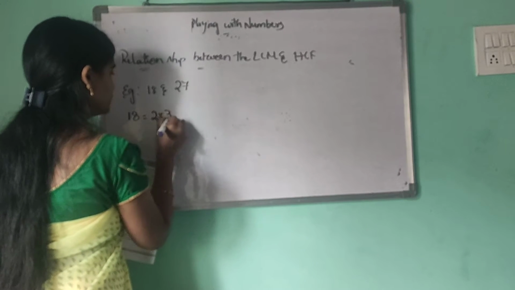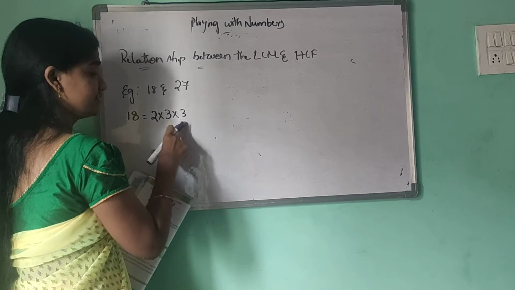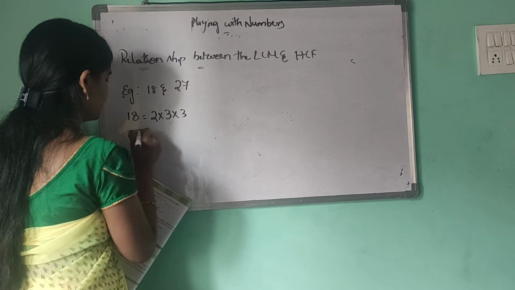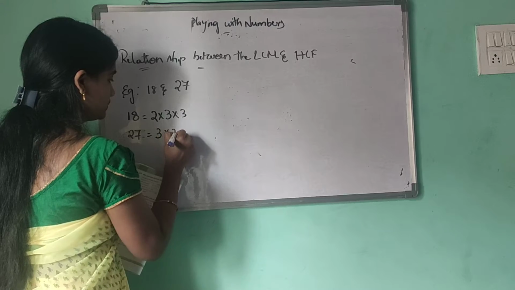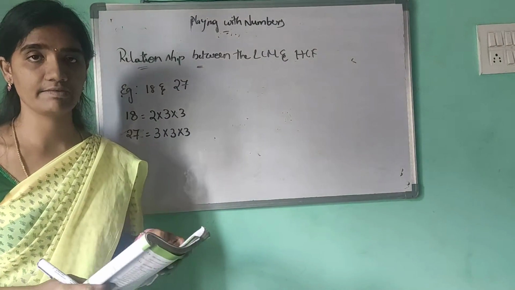2 into 3 into 3. 2 3s are 6, 6 3s are 18. Here 27 also. Write the factors of 27: 3 into 3 into 3. 3 3s are 9, 9 3s are 27.